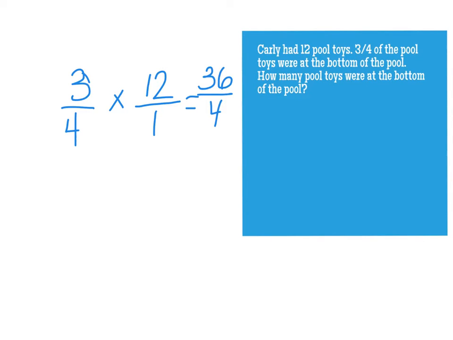Now I definitely have a fraction greater than 1. And remember that a fraction bar is simply a division sign. So this means 36 divided by 4. And 4 goes into 36 9 times without going over, and that's my final answer. There were 9 pool toys at the bottom of the pool.